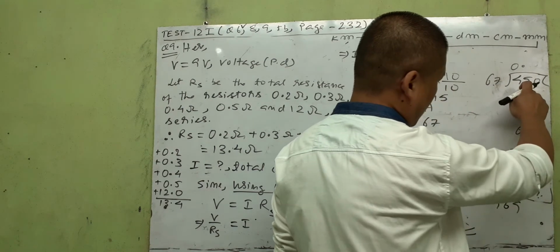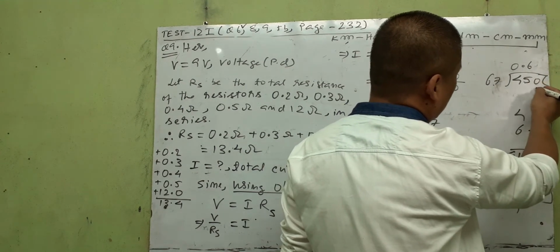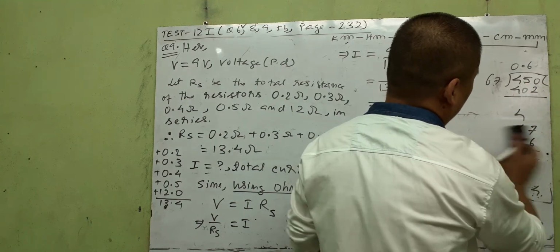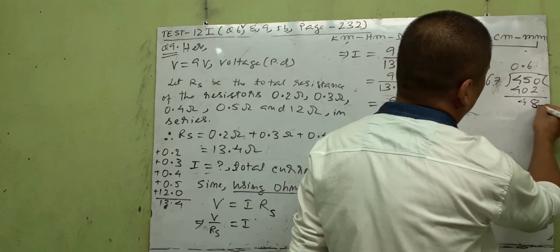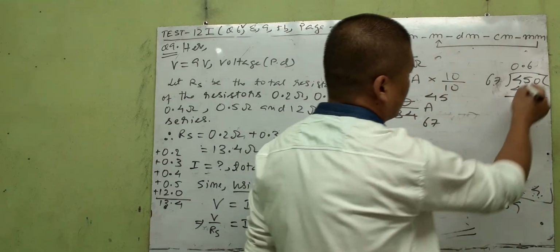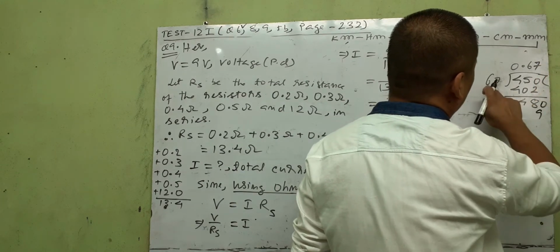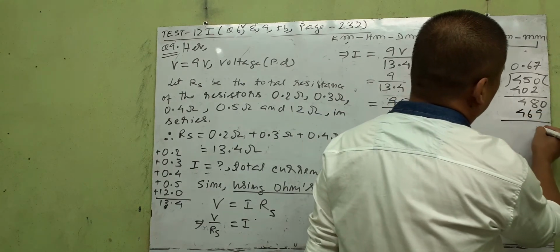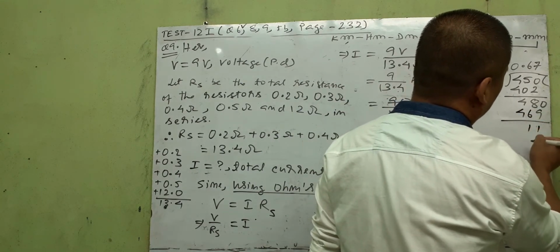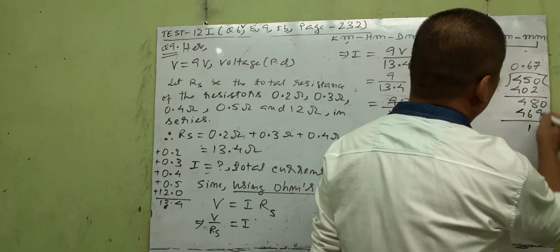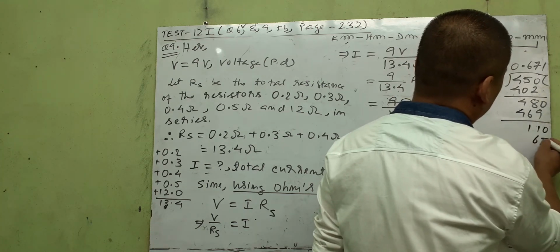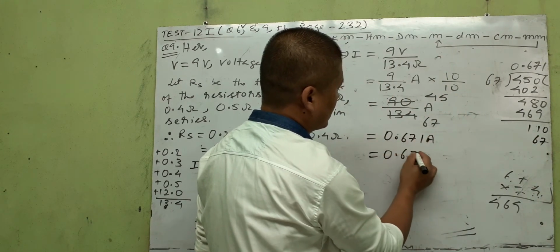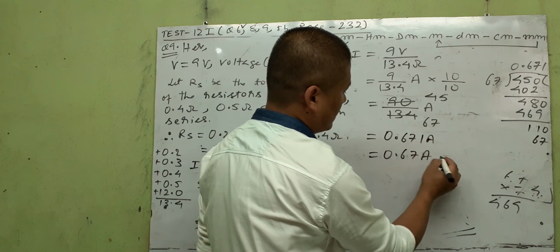469 is too much, so 6 will go. That is 42, 6 6s are 36, 402. Then 7 will go, I think. 7 7s are 49, 7 6s are 42, 43, 44, 45, 46. So 469, 10 minus 9 is 1, 7 minus 6 is 1, 0. Then 1, because 2 will be too much, so you can stop there. 0.671 ampere, which is approximately 0.67. The third place is less than 5, so this much.